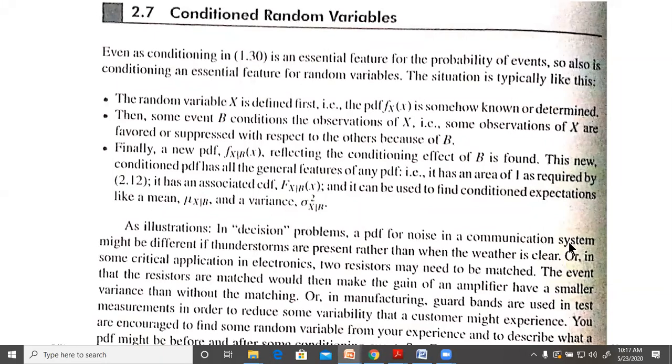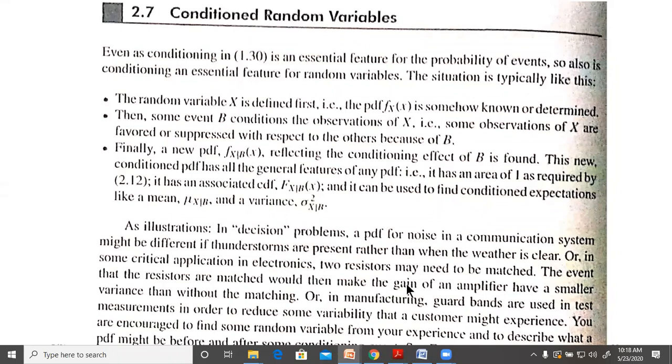Or you can consider some critical electronics application, where two resistors may need to be matched. The event that the resistors are matched would then make the gain of the amplifier have a smaller variance than without matching. So with matching, the variance might be different from without matching of the resistors.